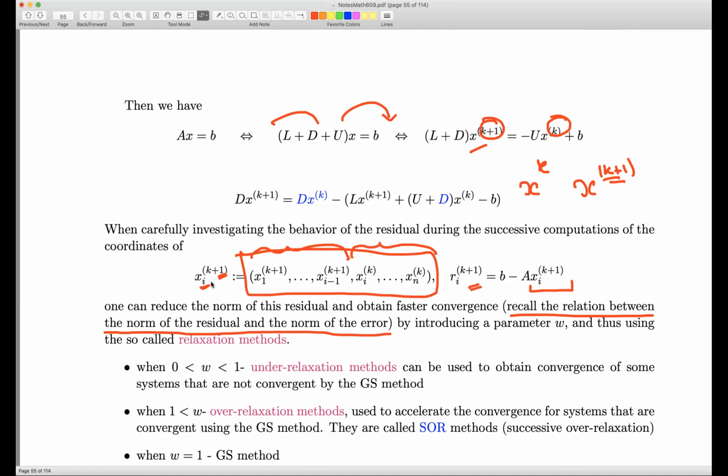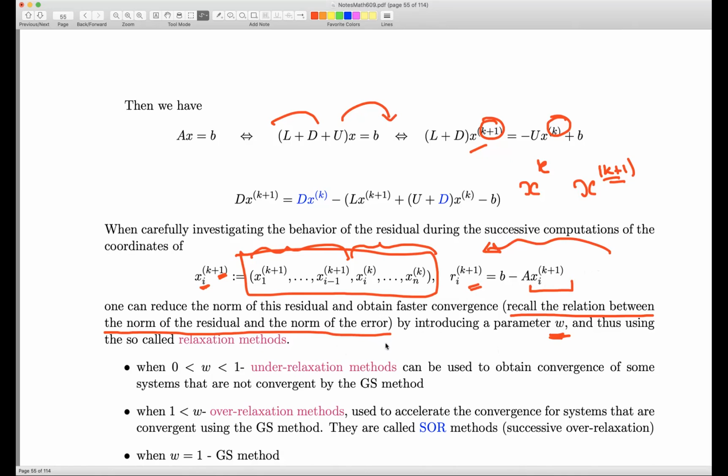And so when we look at these vectors x^(k+1,i), one finds that one can reduce the norm of this residual, and therefore obtain faster convergence, if one introduces a new parameter. These methods, based on introducing a new parameter whose role is to reduce the norm of these residuals, are called relaxation methods.